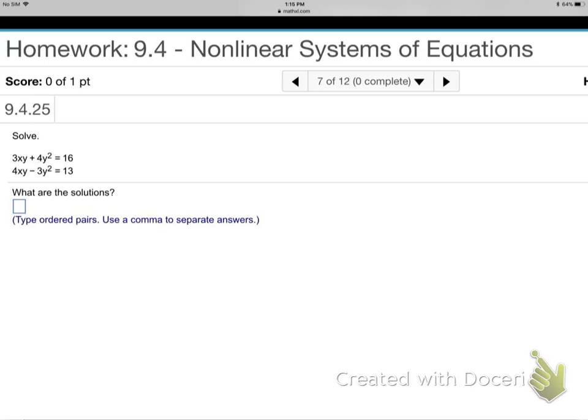Okay. I'll write it up here. So we have 3xy plus 4y squared is 16. 4xy minus 3y squared is 13. Notice on this one, those are like terms. Do you see what I mean?